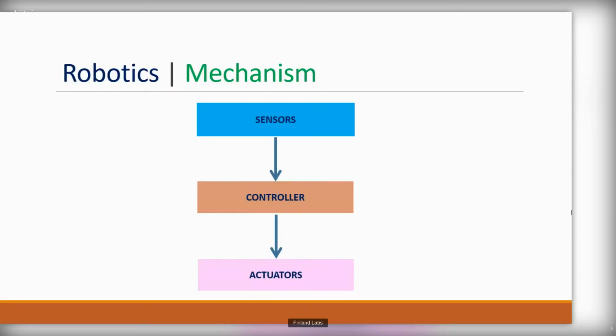According to that input value, the controller gives an output to the actuator. The actuator can be a motor. Yes, right. So this is the mechanism of a robot.